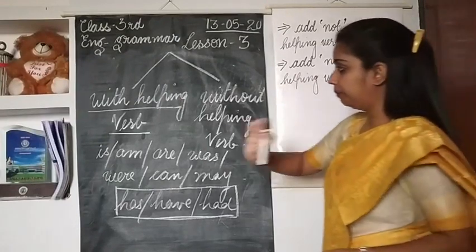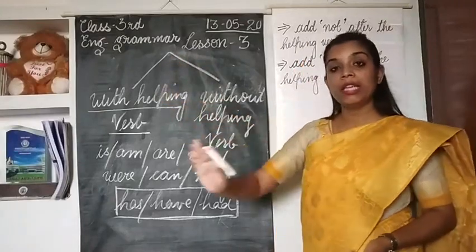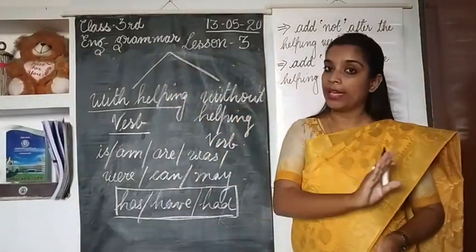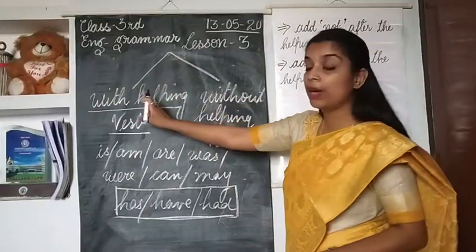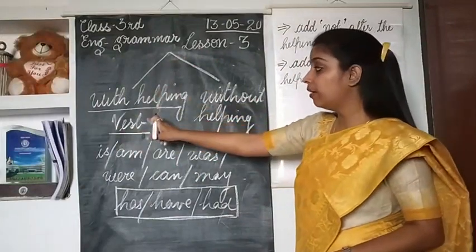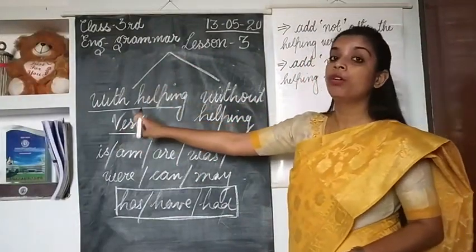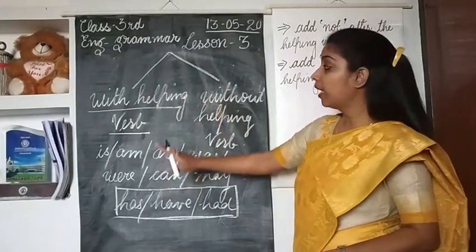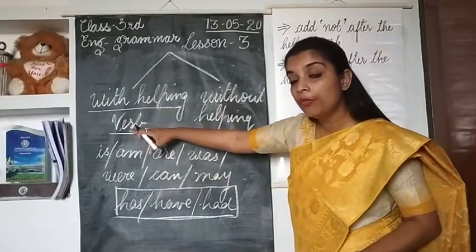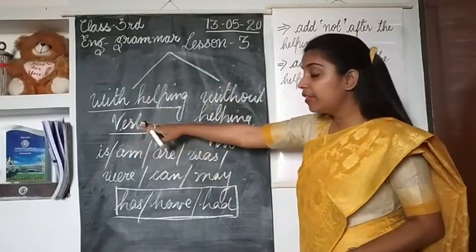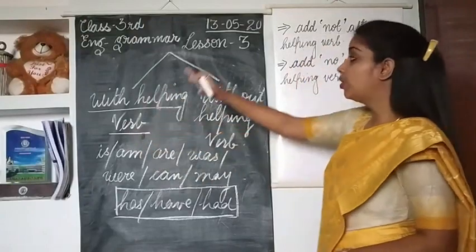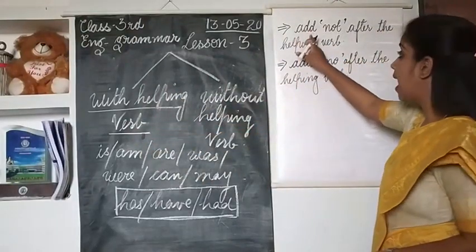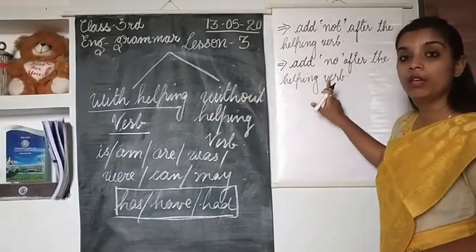Now see. For changing an affirmative sentence into a negative sentence, first you will have to identify whether it has a helping verb in it or not. If it has a helping verb, you can change it into negative by adding not or no.